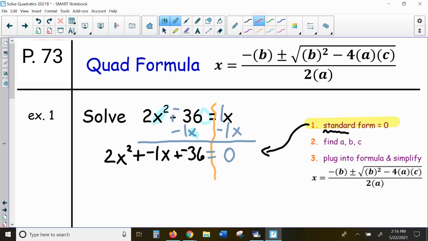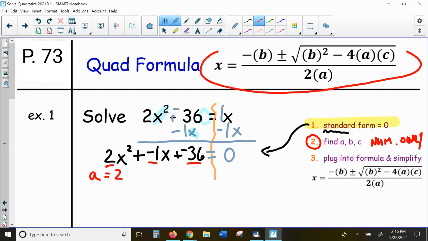Step number 2, I have to find my A, B, and C. Remember, my A, B, and C are numbers only. So my A is what? 2. My B is negative 1. And my C is negative 36. So A equals 2. It's going to be a shame if you do this big, long formula and you have your ABC wrong. So be careful.